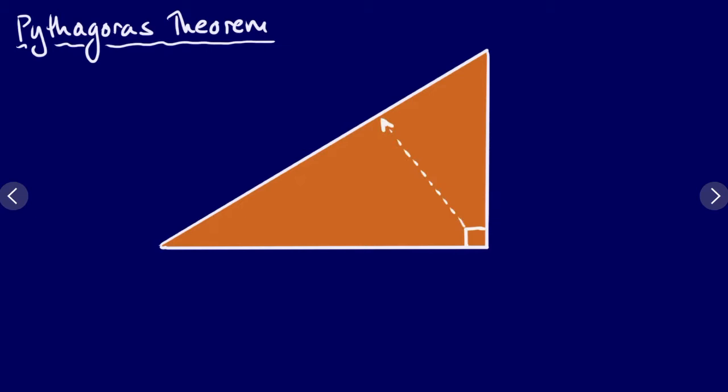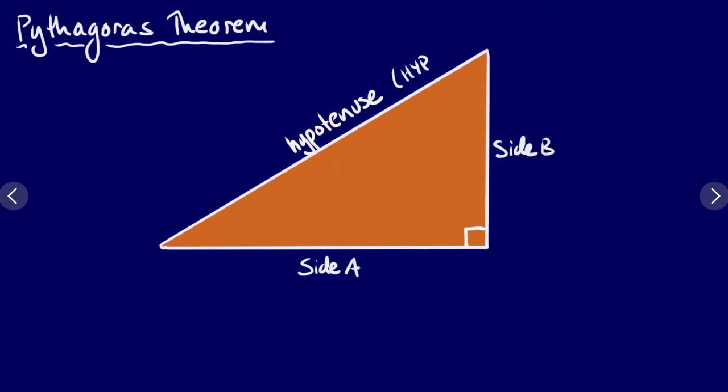So in a right-angled triangle, we know that the side opposite the right angle, which is also the longest side, is called the hypotenuse. We might just shorten that to HYP for now, so that we don't have to write that big long word every time. The other two sides, I'm going to call side A across here and side B. It doesn't matter which one you call A and B; you can swap them around. It's the hypotenuse that has to always be the one that's opposite the right angle.